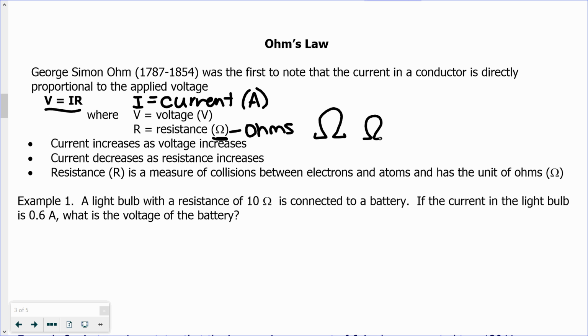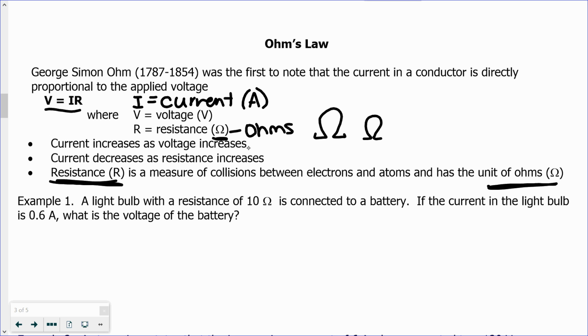And so resistance, again using R there, is a measure of collisions between electrons and atoms and has the unit of ohms. So it's looking at how many collisions there are within that flow of electrons and whatever is within your circuit, and has the unit of ohms here.